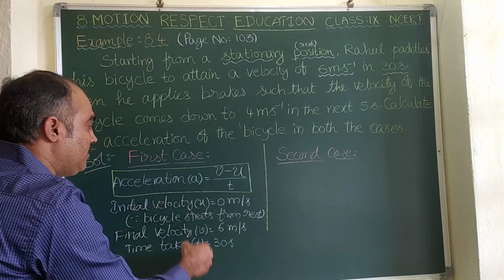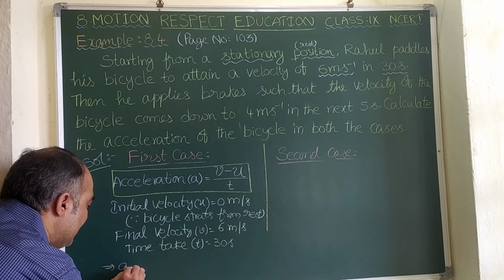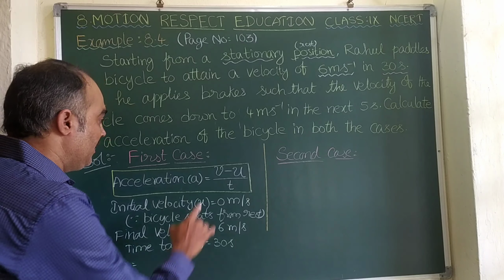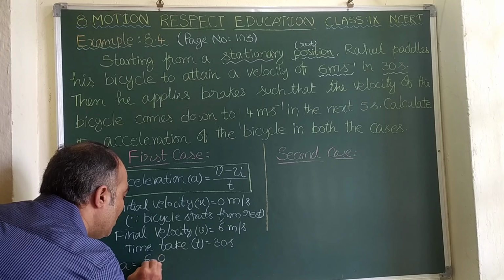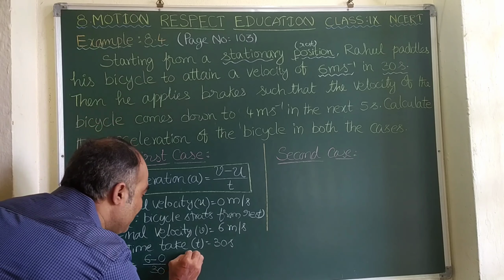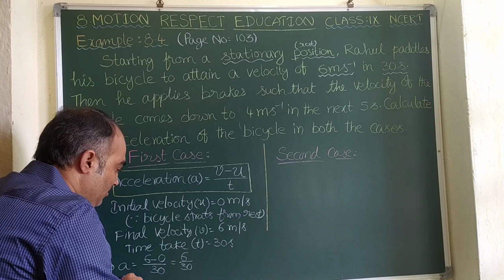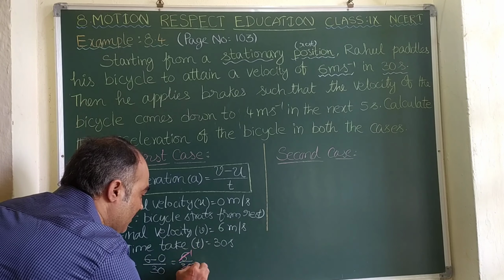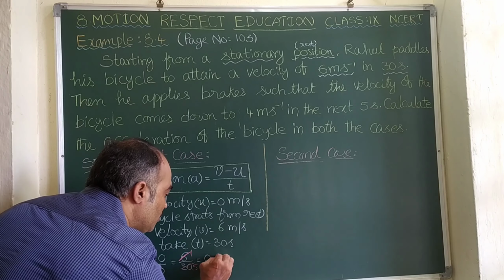Let us substitute these values in this formula. So here we get acceleration a equal to v, that is 6, minus u, that is 0, by t, that is 30. So 6 minus 0 is 6, 6 by 30, let us do cancellation. 6 ones are 6, 6 fives are 30. So 1 by 5. On simplification it is 0.2.